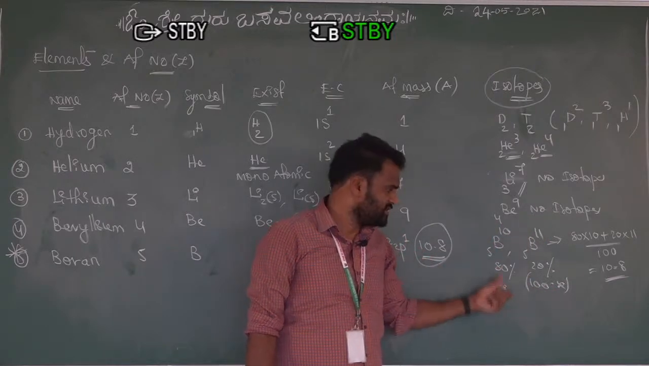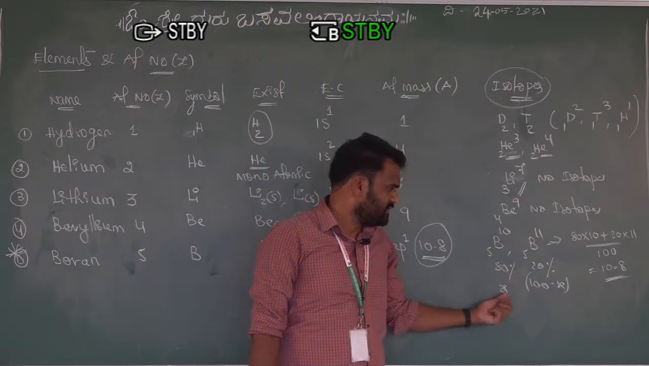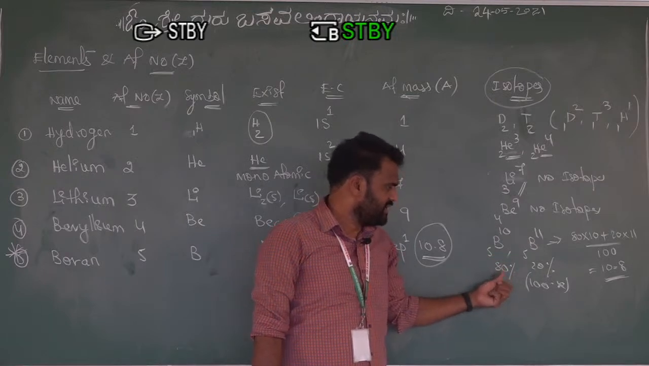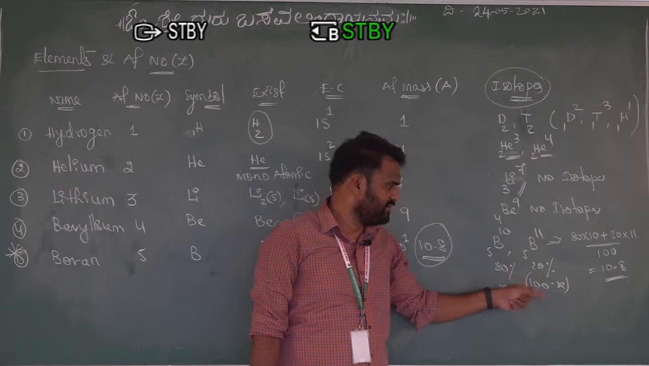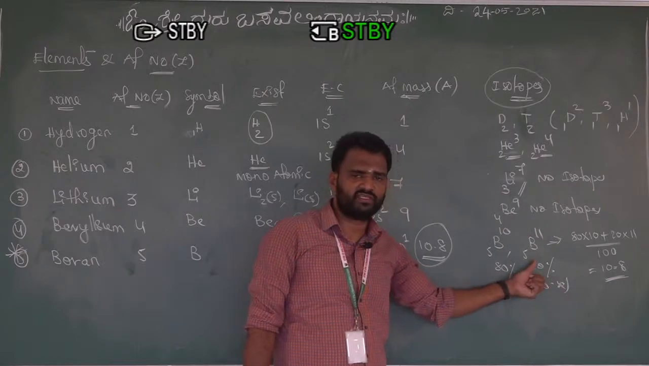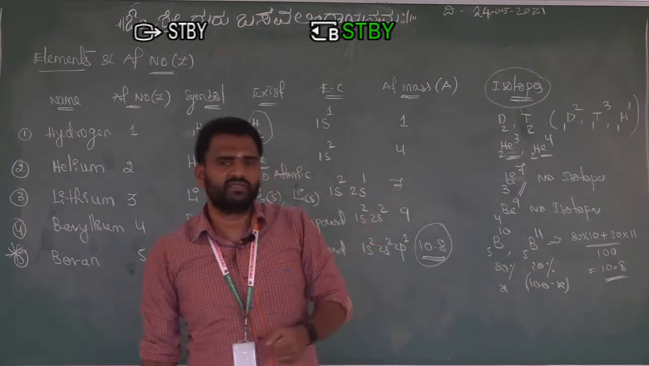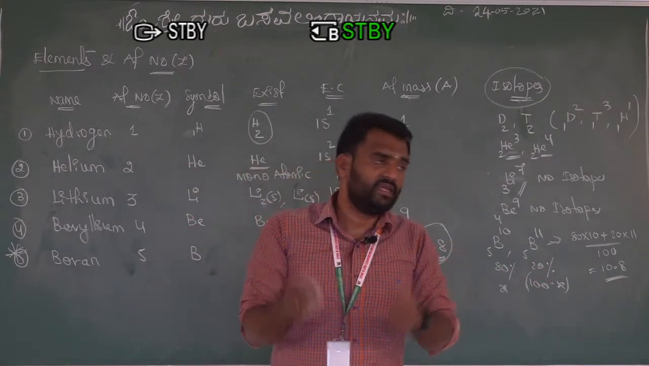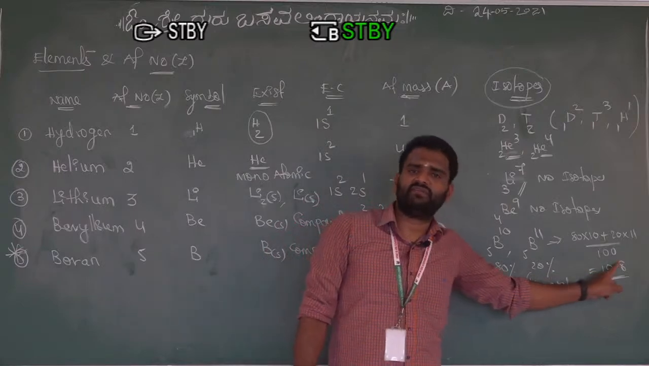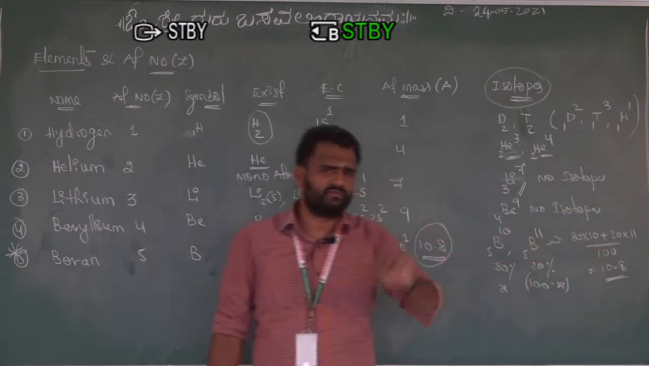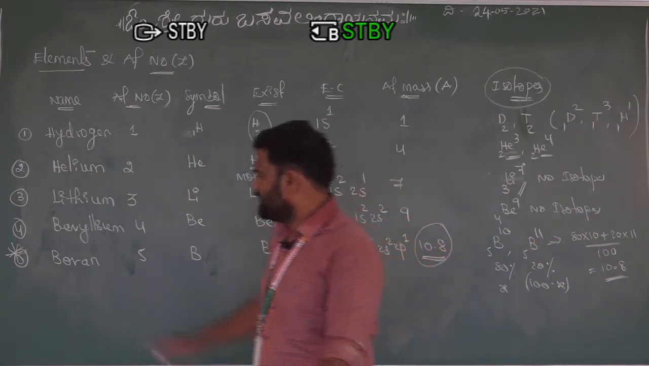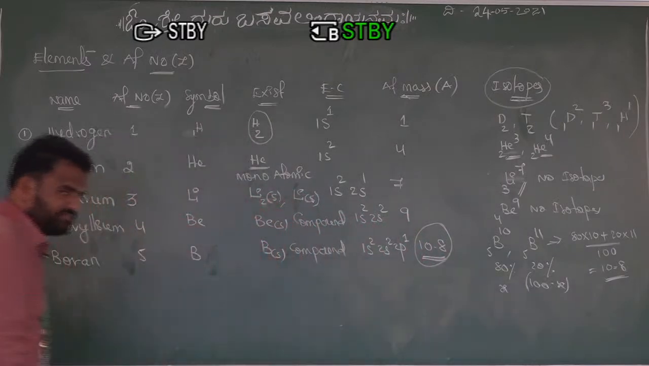So here, X is 10, and you will get 80% as the X value, and the remaining, 100 minus 80, means 20 for the other isotope. Okay, this is the formula you can use to find the percentage of isotopes existing in nature when the average atomic weight is given. Later we'll discuss finding average atomic mass. Right, this is the fifth element.